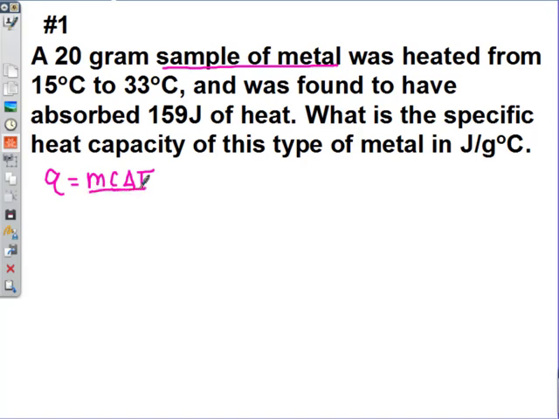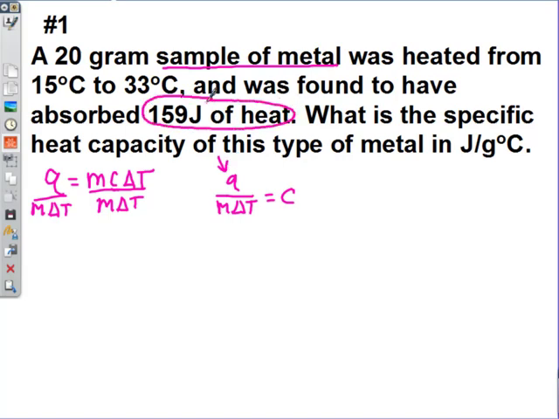So I'm going to divide by mΔT, and I get Q divided by mΔT equals C. Okay, so there's my equation. I'm going to start with letter Q. Letter Q represents heat or energy. The only place I can see that is right here. It says 159 joules of heat was absorbed. So that's the number I will start with. 159 joules of heat.